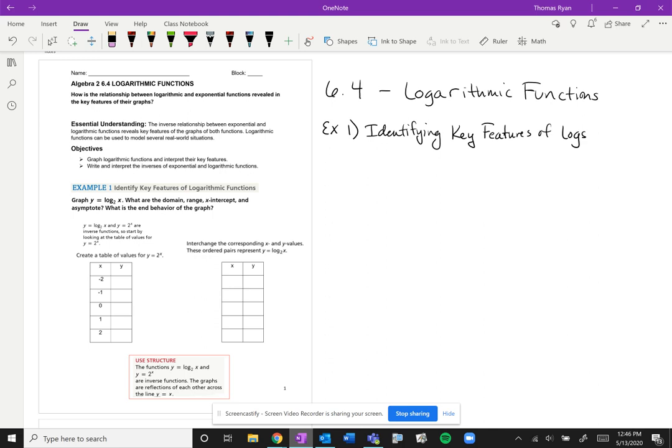Okay, people, back at it. Section 4, Chapter 6, Section 4, Logarithmic Functions.